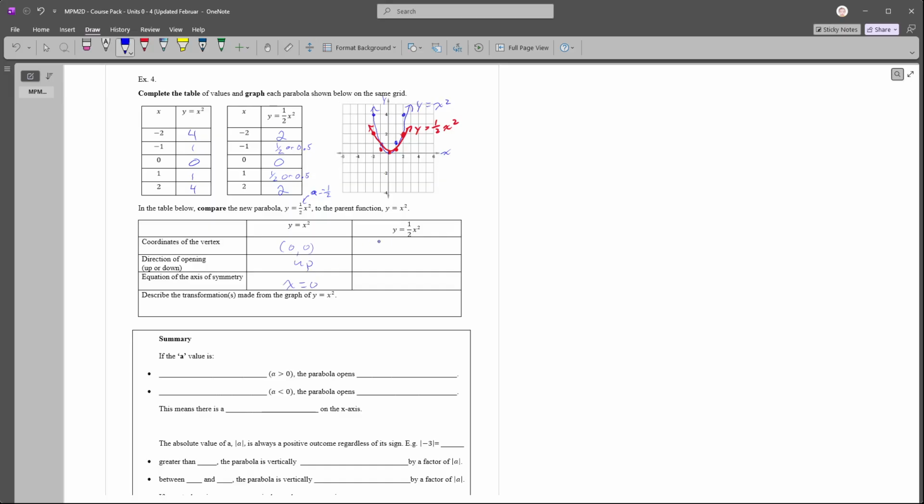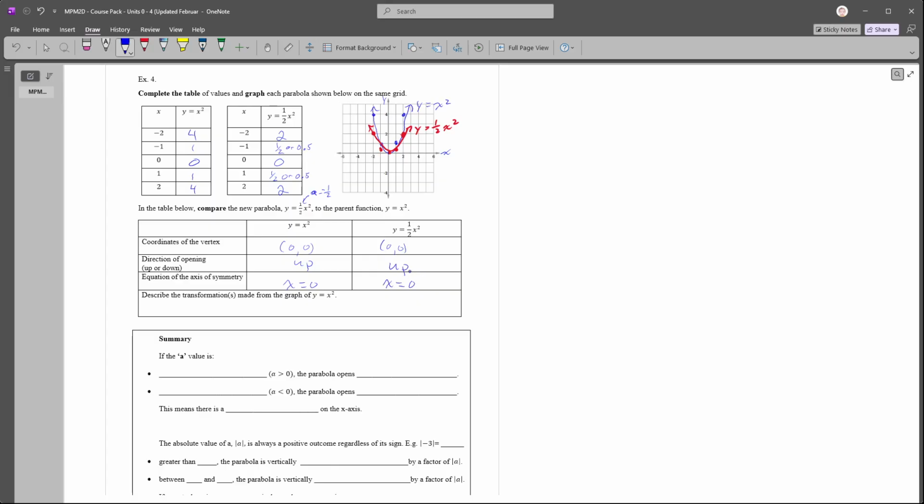How about the other one? In this one, the coordinates of the vertex, yep, still (0, 0). That hasn't changed. This one is opening up. And its equation of the axis of symmetry is still x equals 0. So it still has all of those same basic properties.